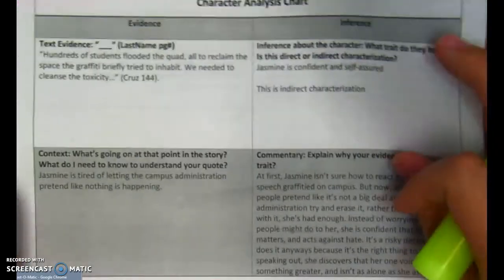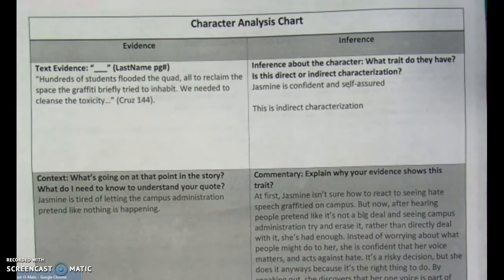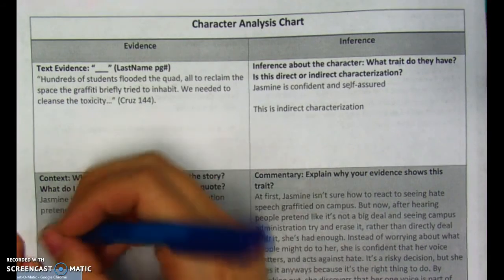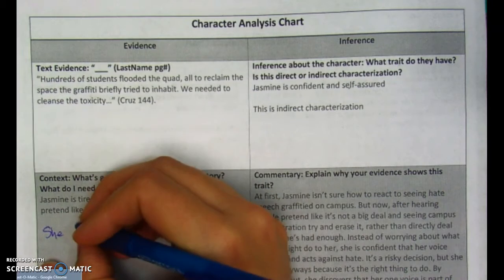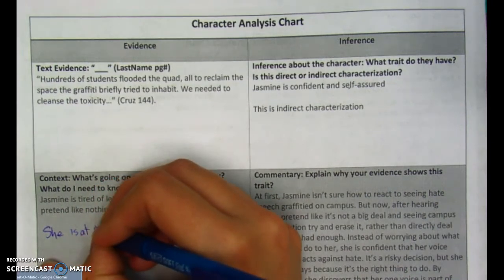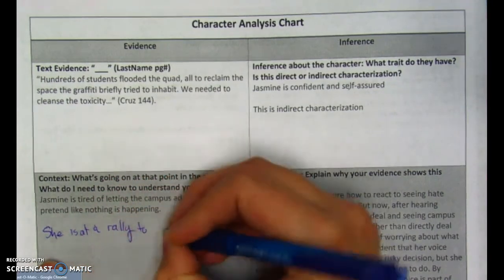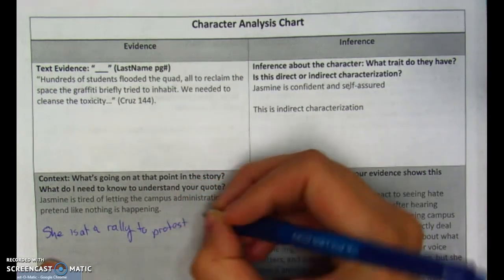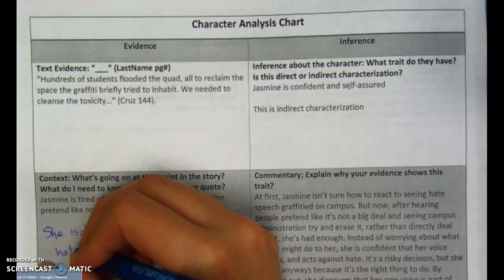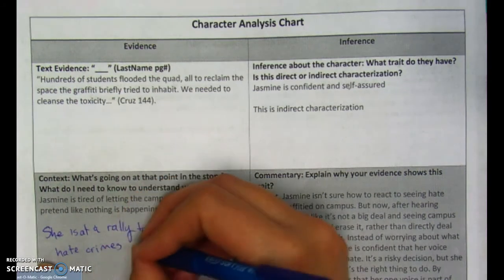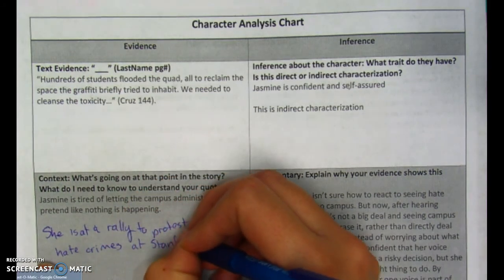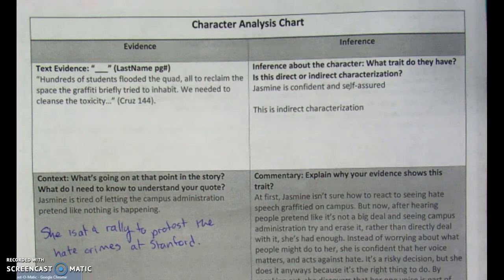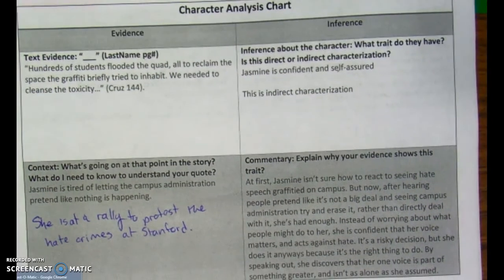My last piece of evidence comes from the very end of the story when we reach our resolution. It states, hundreds of students flooded the quad, all to reclaim the space the graffiti briefly tried to inhabit. We needed to cleanse the toxicity. Now, my context there is kind of loose, so I'm actually going to make a tweak. Instead, I'm going to say that for context, she is at a rally to protest the hate crimes at Stanford. Just because it makes it a little clearer for my reader, if they haven't read my story, what exactly she's doing and why this is significant.